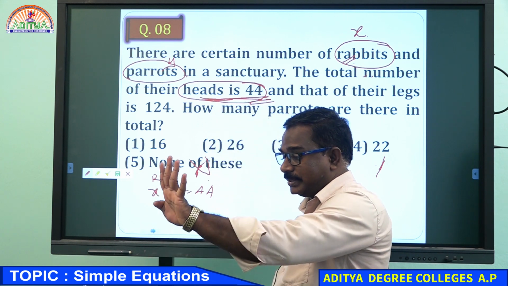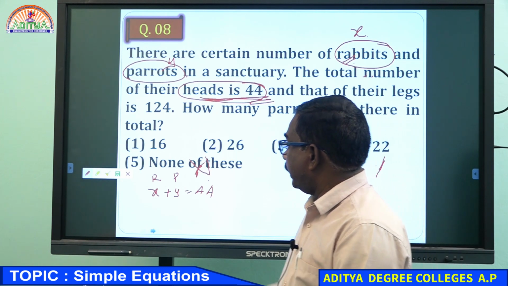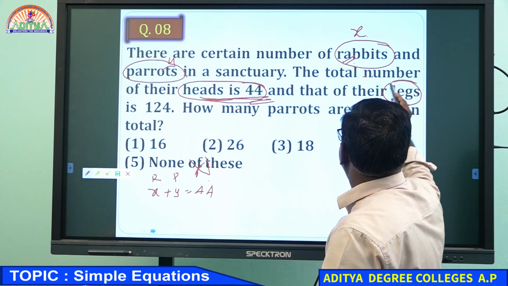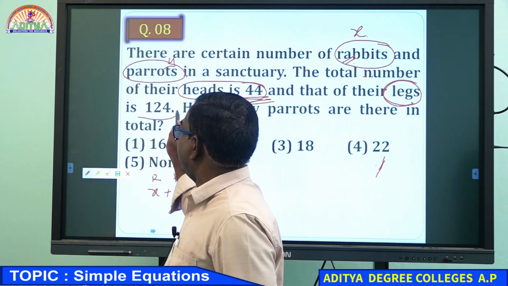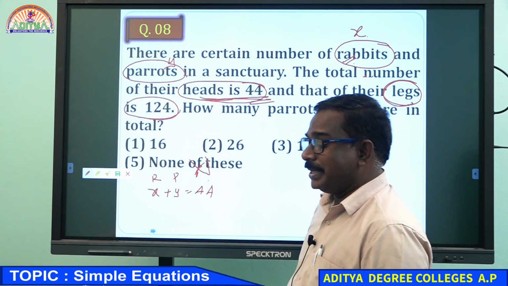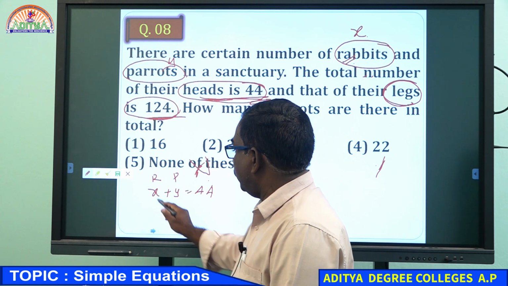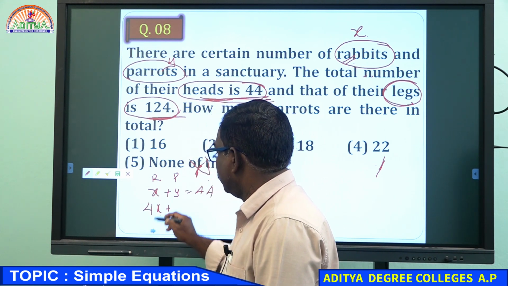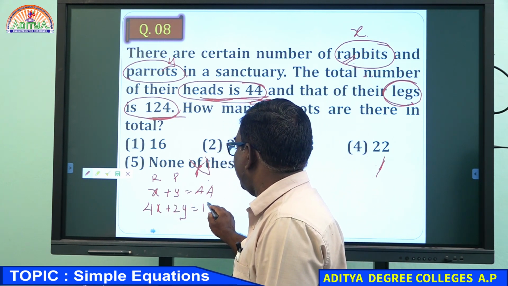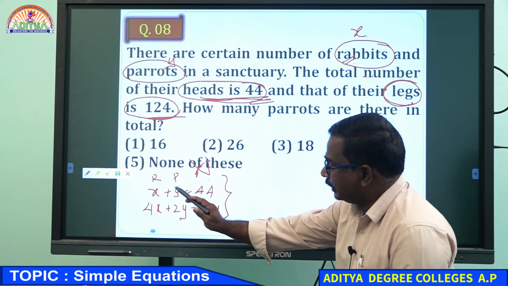Rabbits have 4 legs and parrots have 2 legs. So we can take the legs count, combined, as 124. That means rabbit legs plus parrot legs combined is given as 124. Rabbits have 4 legs, so 4x, and parrots have 2 legs, so 2y, is given as 124. By solving these 2 equations, you will get the rabbits and parrots.